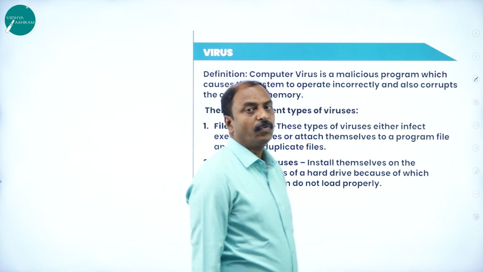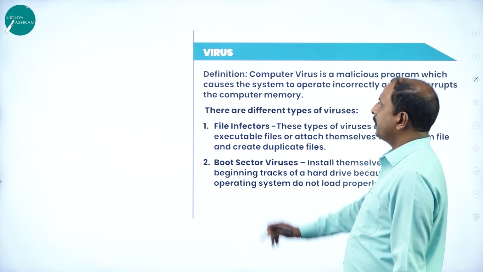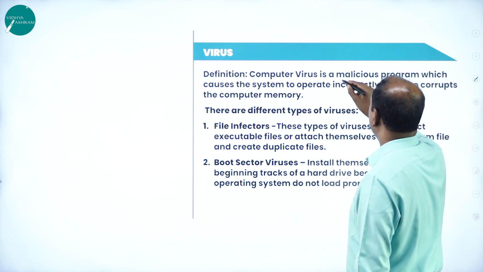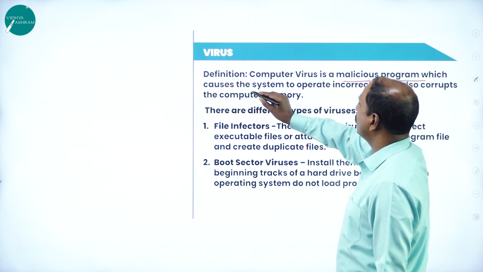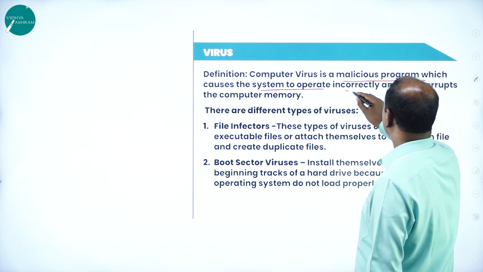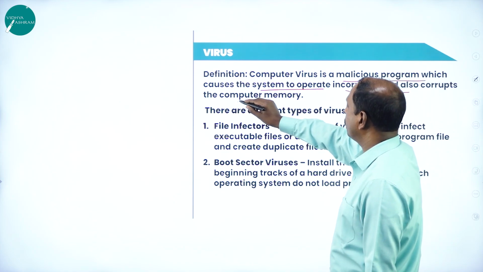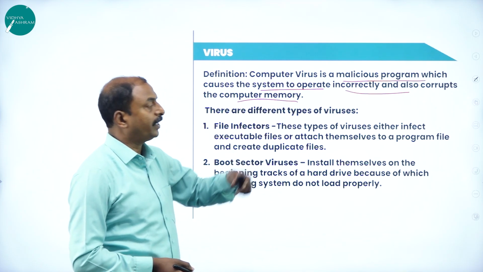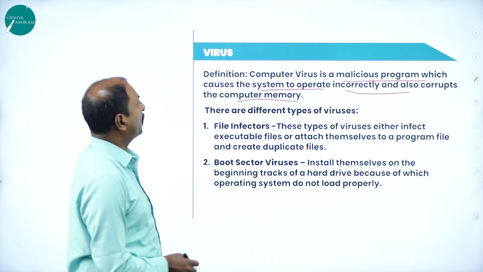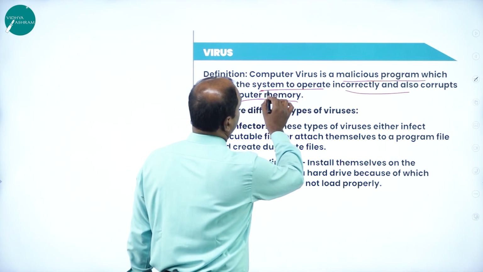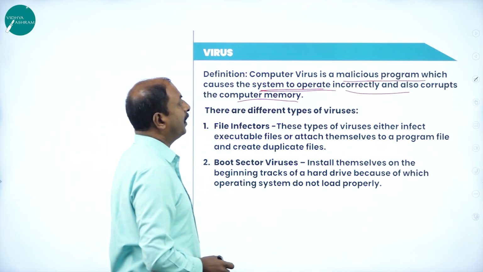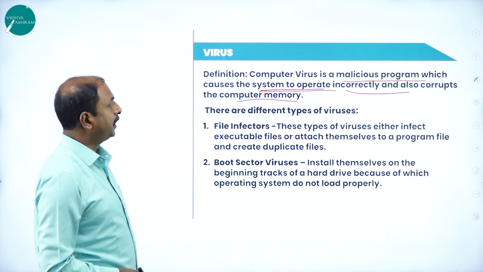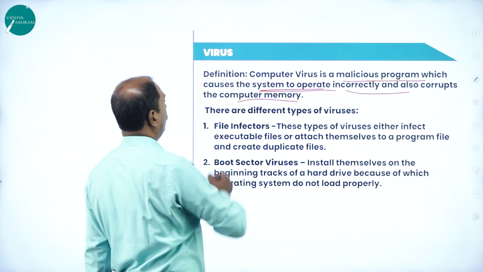Next concept is virus. Now let us talk about what a virus is. The definition of a virus: it is a malicious program which causes the system to operate incorrectly and also corrupts the computer memory. A virus is software, a program, that causes the system to operate incorrectly, or in other words, to behave differently, not in normal operation. That's the definition of a virus.